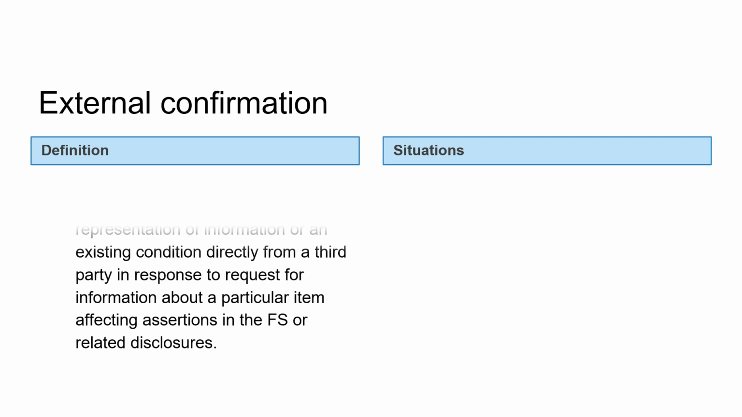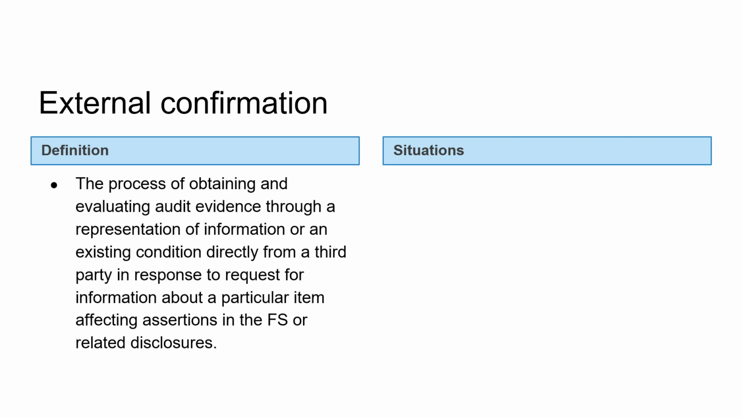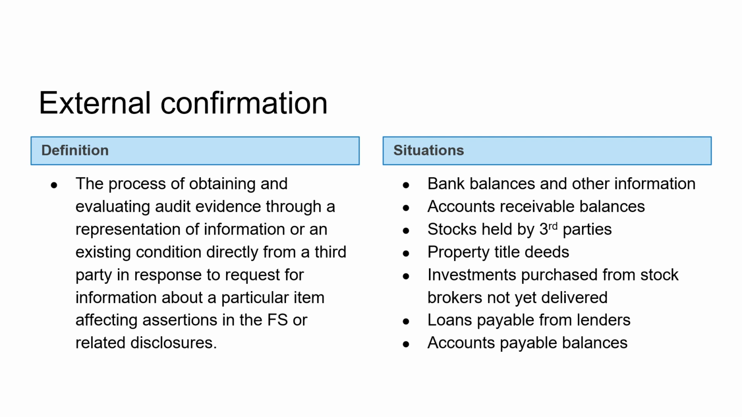Now, let's talk about external confirmations. External confirmations, of course, encompass the process of obtaining and evaluating audit evidence through a representation or information of an existing condition, okay, directly from a third party in response to a request for information about a particular item affecting assertions in the FS or related disclosures. As what we have mentioned, this is a more formal level of inquiry where we request for a written response.